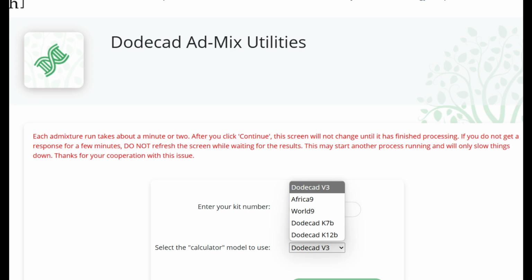As you see, there are 5 calculators within the Dodecad branch, and I'm going to show you some results using all 5 of the branches regarding my ancestry results. When it comes to the Dodecad V3, I am skipping that because that's going back to Paleolithic or Neolithic African times, and I don't care about ancestry from way back when we were cave people, so I'm going to move on from that. Africa 9 Oracle is pretty much the same, where it's heavily focusing on Africa. So I'm going to focus on the following 3.